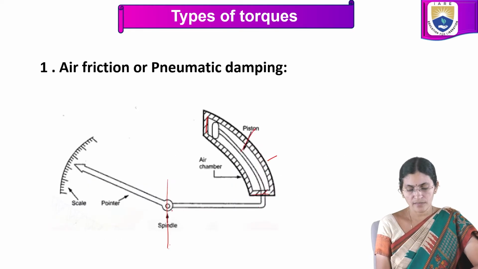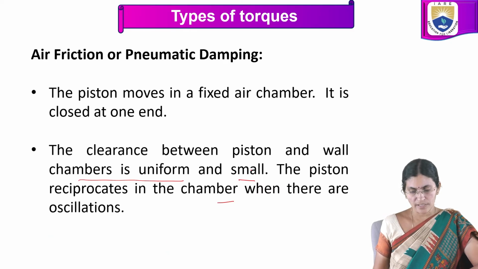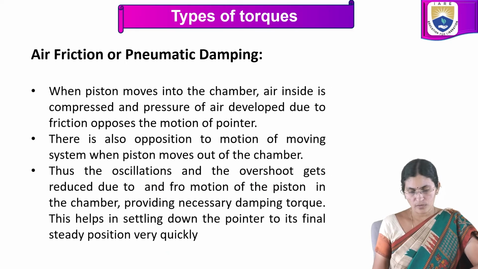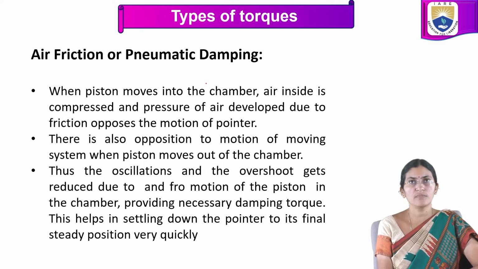You can see here that this piston is attached to the spindle. The spindle is attached to the pointer. So when there are oscillations in the pointer, this piston will also reciprocate, or oscillate, in the air chamber. Then let us see how this method provides damping torque.